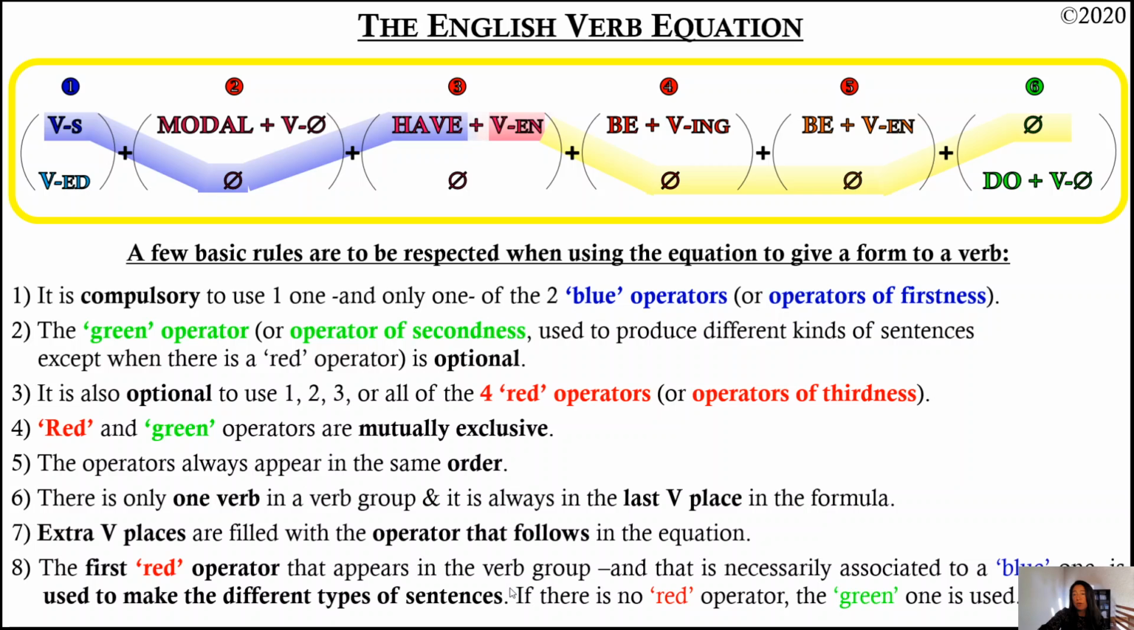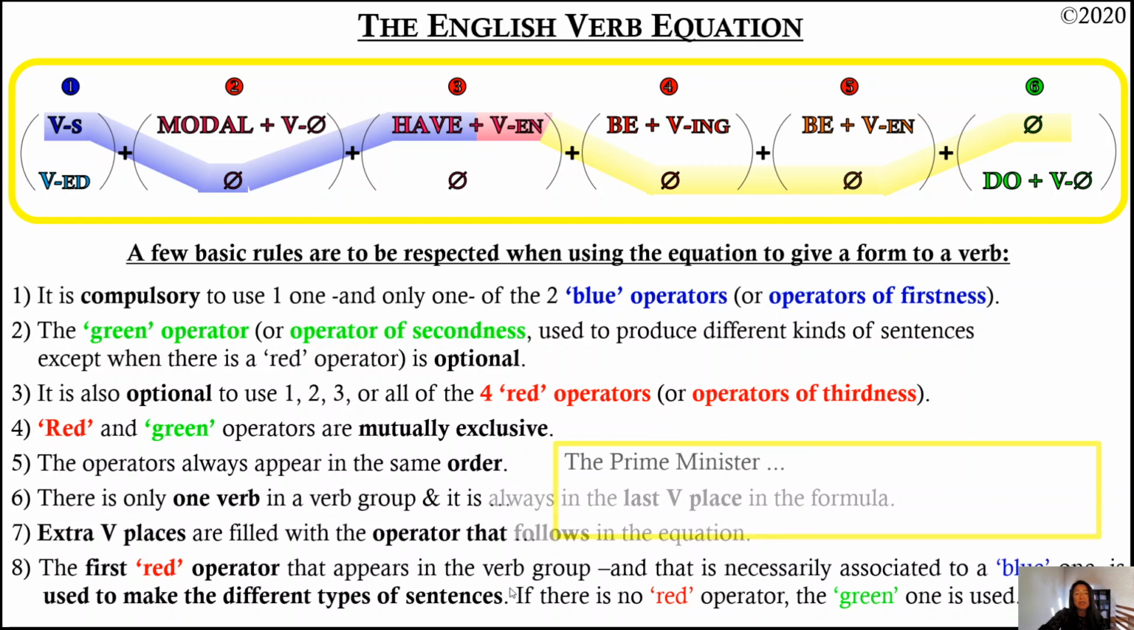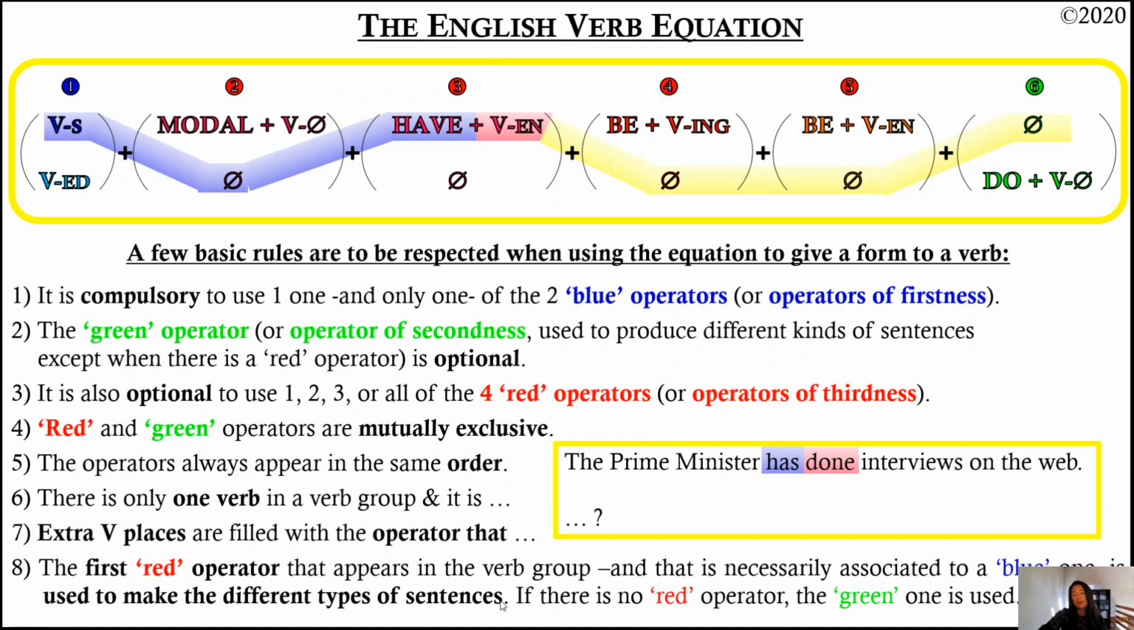So if we want to give an example to apply that, that would be the Prime Minister, and then I want the present tense of have. So the Prime Minister, this is the third person singular, the Prime Minister has. And then the past participle of the verb do, the Prime Minister has done interviews on the web.